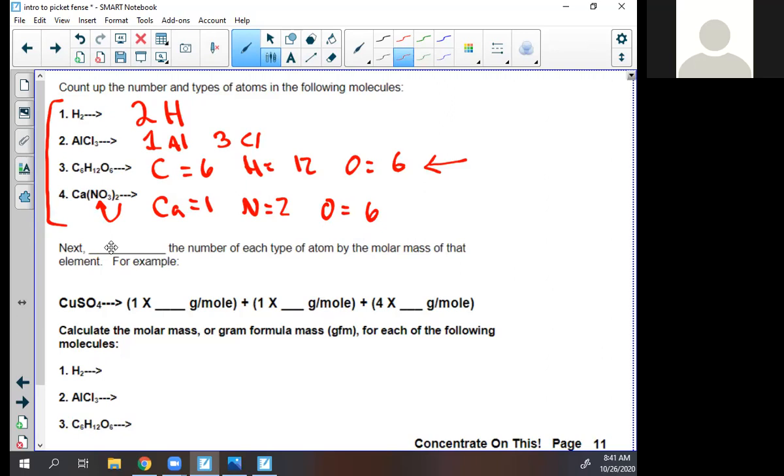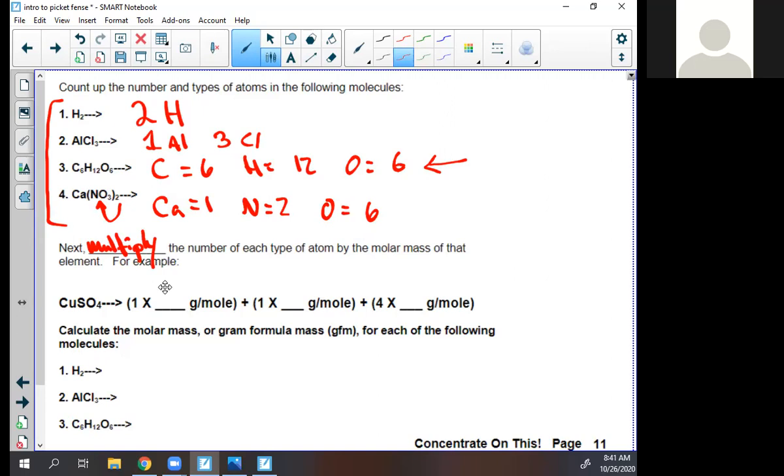Okay, next, this blank is multiply. Multiply the number of each type of atom by the molar mass of that, for example.